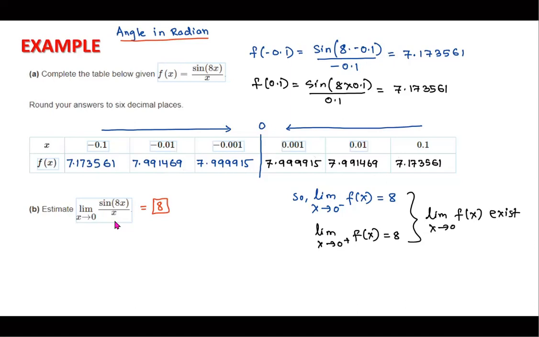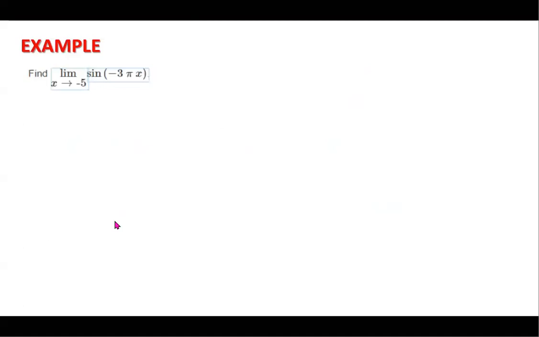Okay. Now let's move on to the third example. We are asked to find the limit as x approaches -5 of sine(-3 pi x). In this type of problem, we can find the limit by direct substitution. Direct substitution is one of the processes of finding limits. So here we have the limit as x approaches -5 of sine(-3 pi x).